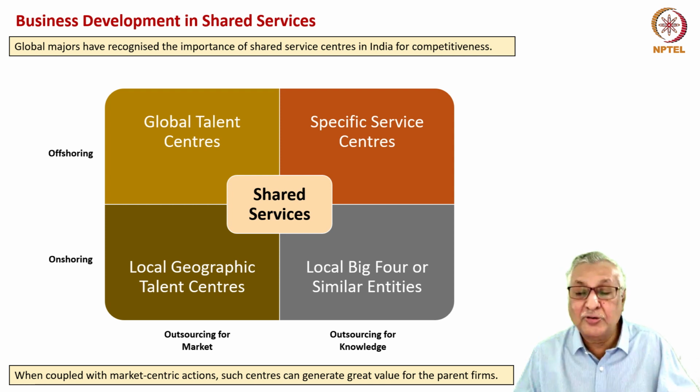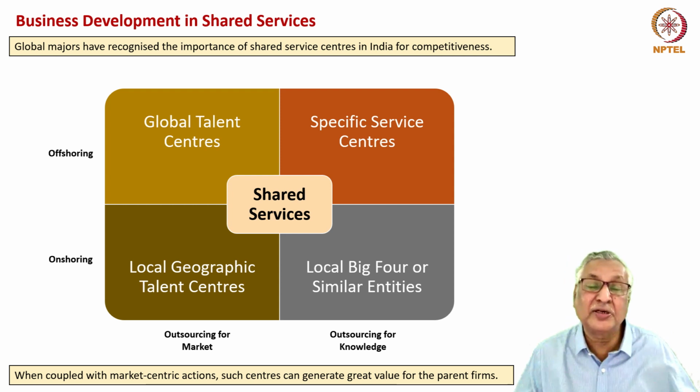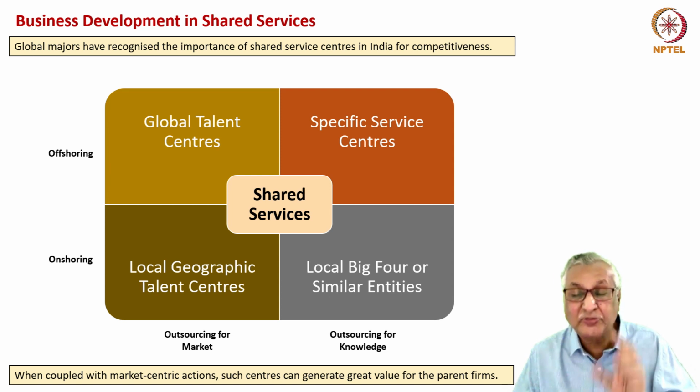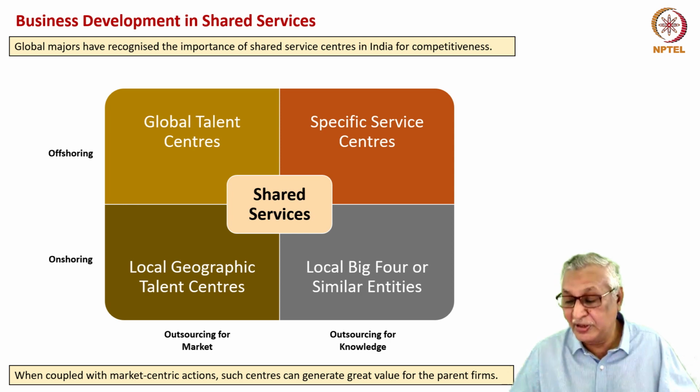You can take the example of the Big Four: PricewaterhouseCoopers, KPMG, Deloitte, and Ernst and Young. These are called the Big Four of accounting and management consulting of late. And those entities undertake outsourcing of knowledge within the nation for meeting the needs of the company. And this is a viable outsourcing onshoring strategy. But there could be global talent centers which also have specific ideas in terms of serving the needs of the multinationals. So in this case, you outsource for knowledge and you also offshore for knowledge, and that becomes the proprietary competence of the global company. So when coupled with market centric actions, such centers can generate great value for the parent firms.